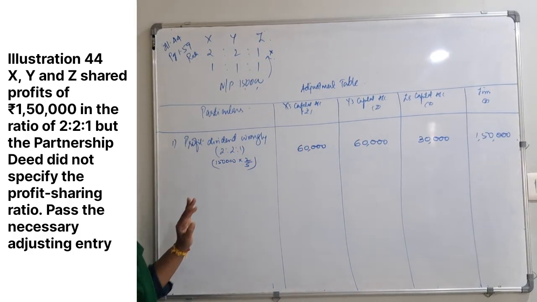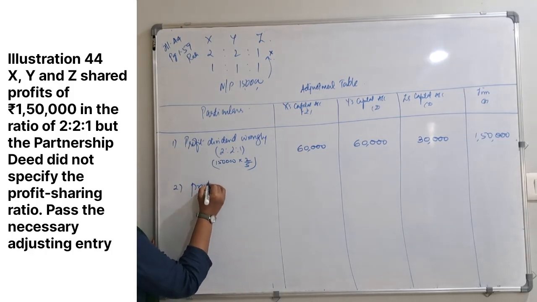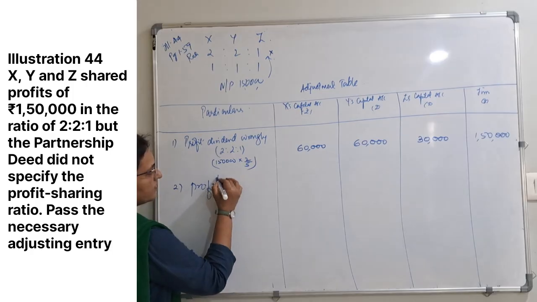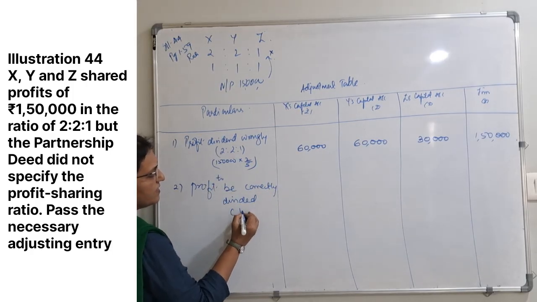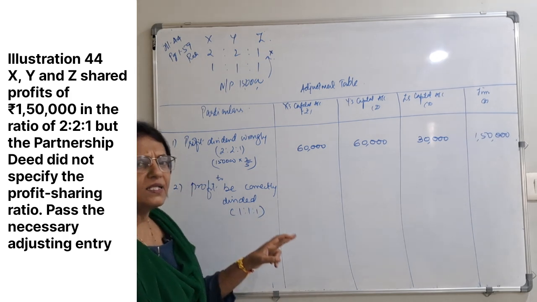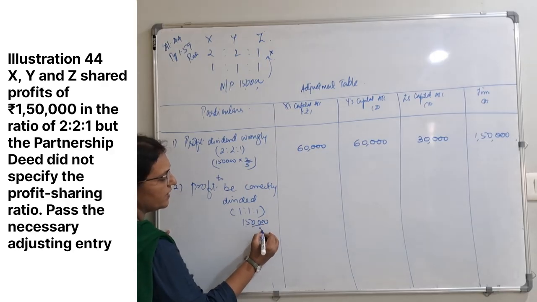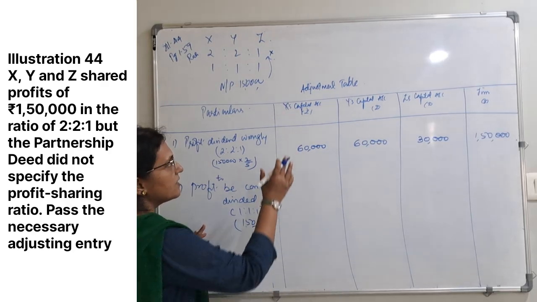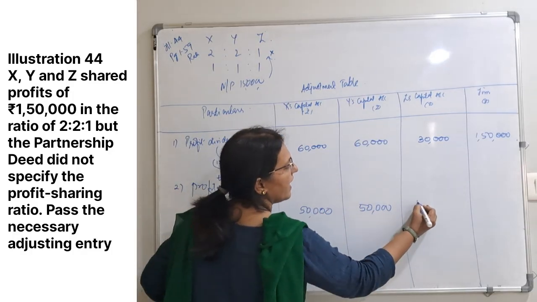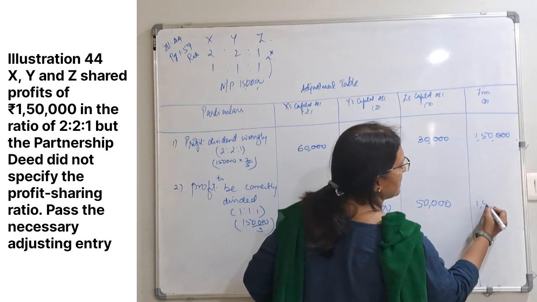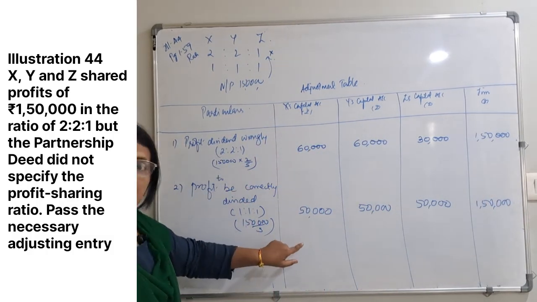Okay. Now we will see the correct one, what we had to do. So profit to be correctly divided will be in equal ratio. So 1,50,000 divided by 3, all will get equal. 1,50,000 divided by 3, so each will get 50,000. X will get 50,000, this is what he is supposed to get. 50,000 and 50,000. Total 1,50,000. Okay. So this is the wrong entry and this is the correct entry.